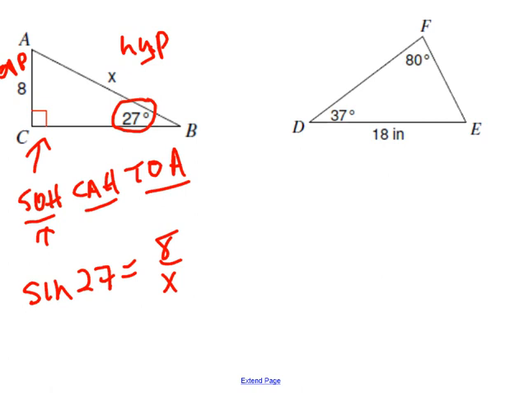Okay, if we come over here to the other one, hopefully, so I look at this picture and I say, well, I have an angle and a side.